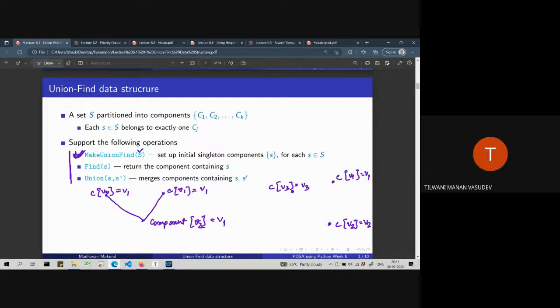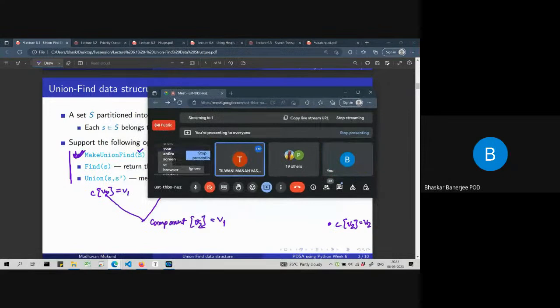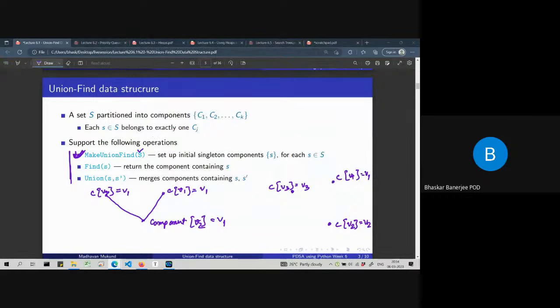Okay. Now, just a sec. You cannot see the cursor, right? Now? No, sir. Okay. Not cursor is not visible, sir.